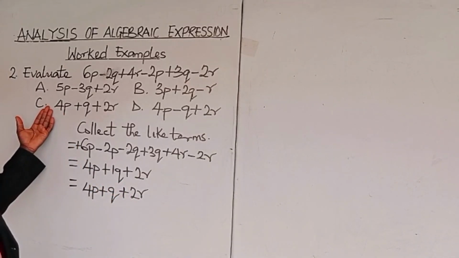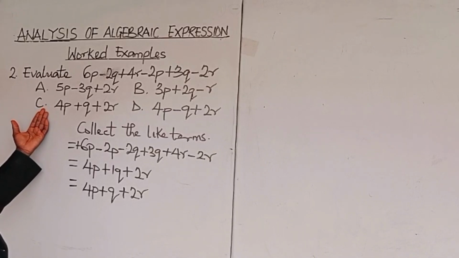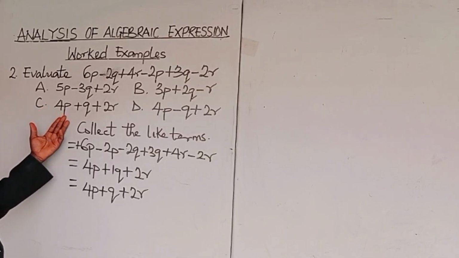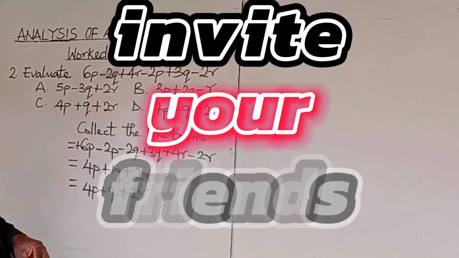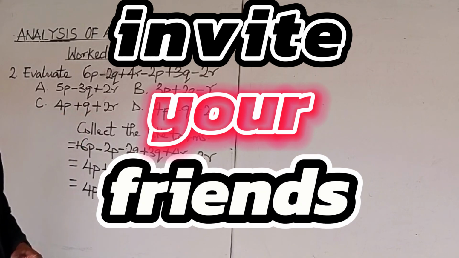The most correct option here is option C, which is 4p plus q plus r. I want to believe it's very clear.